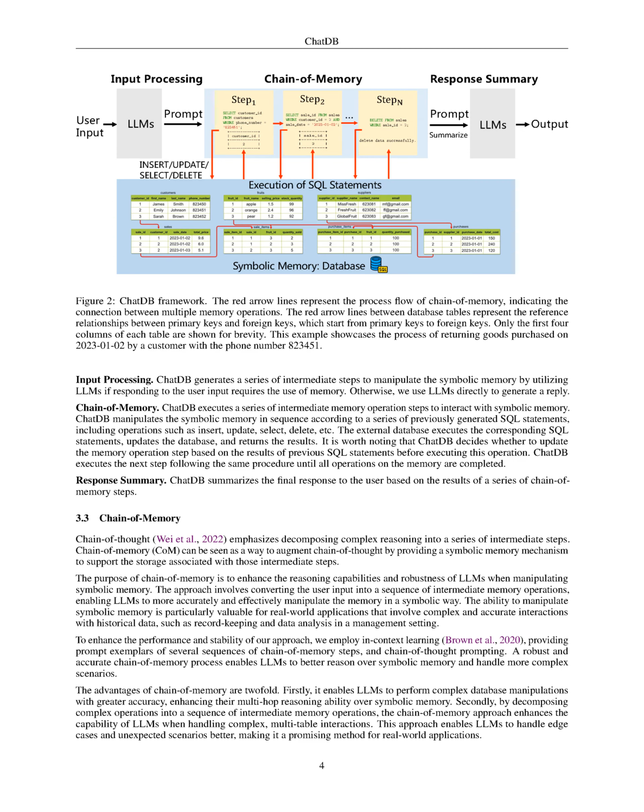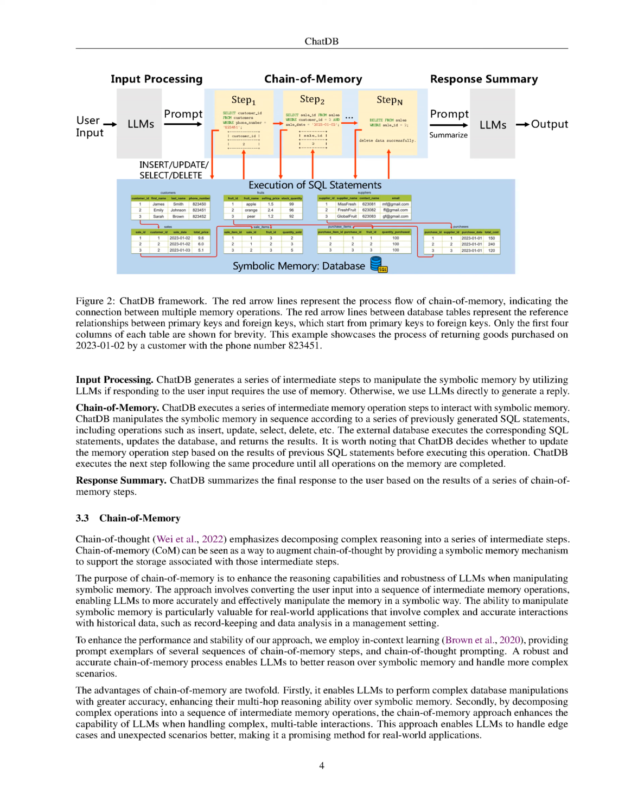Next, we have the chain of memory stage. This is where ChatDB interacts with the symbolic memory, executing a series of database operations based on previously generated SQL commands. These might include operations like insert, update, select, or delete. After executing each SQL statement, the database updates and returns the results. Importantly, the decision to move to the next memory operation step is based on the results of previous SQL operations. We keep going until we've completed all necessary operations on the memory.